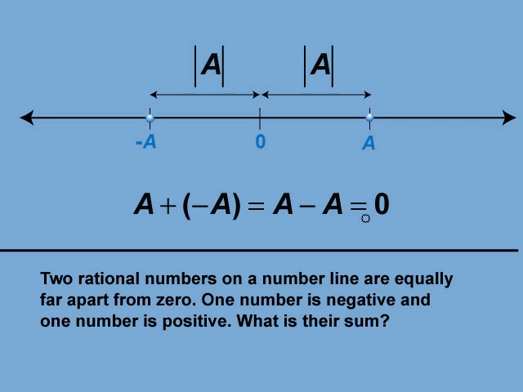What we have shown are several things. First, every non-zero rational number has an opposite. Second, rational numbers and their opposites have the same absolute value and are the same distance from 0 on the number line. The sum of a rational number and its opposite is 0.